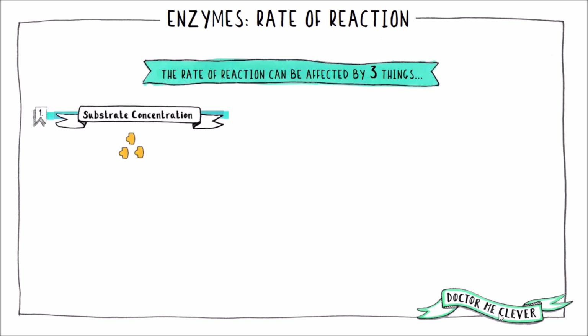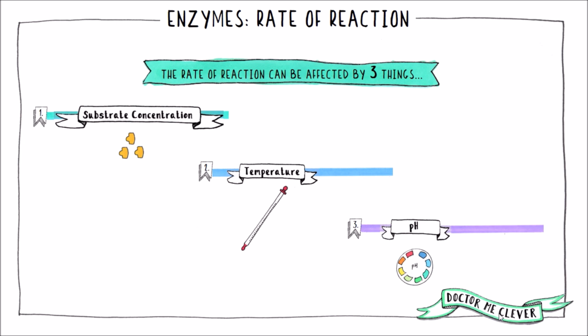Now, there are three variables that you need to know about for your exam that can affect the rate of an enzyme-catalysed reaction. They are substrate concentration, temperature, and pH. So let's look at each of these in turn.